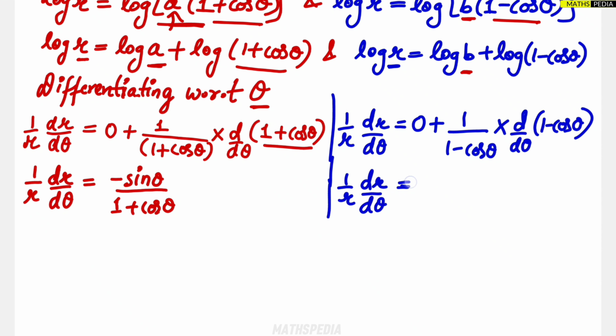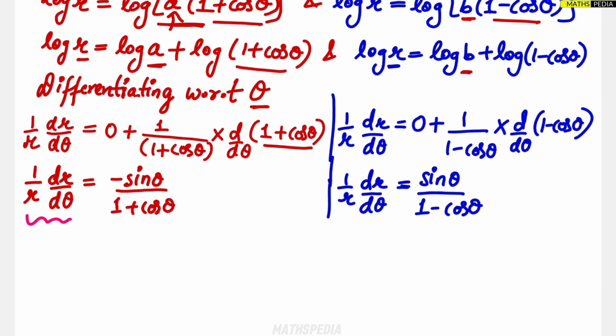equal to, here 1 minus cos theta is there. Be careful, 1 minus is there. So cos theta differentiation is minus sin theta and one more minus is sitting. So it will become plus sin theta divided by 1 minus cos theta. Simple. Now we have to understand one thing.